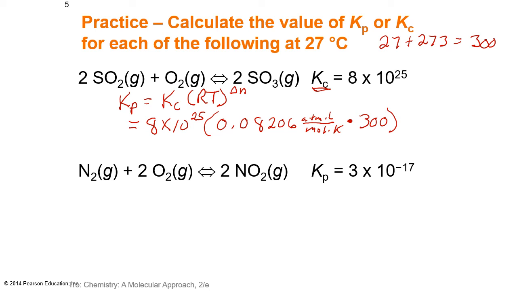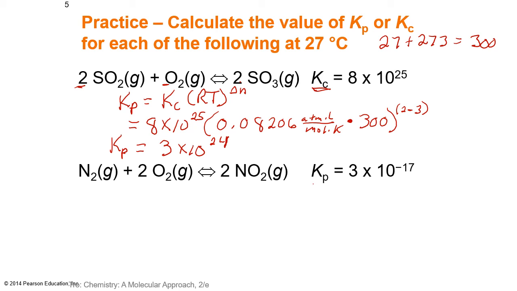And we do have to find our change in moles. So we had 2 moles of product, and we have 2 plus 1, 3 moles of reactant. So 2 minus 3 gives us a -1 for that exponent. So our Kp in this case is 3 times 10 to the 24th. Okay.